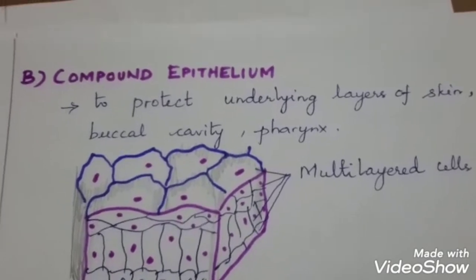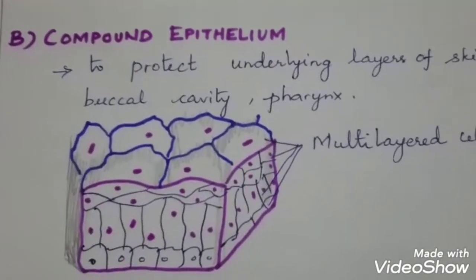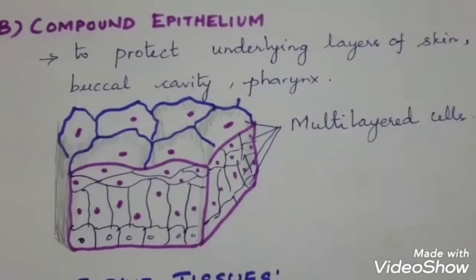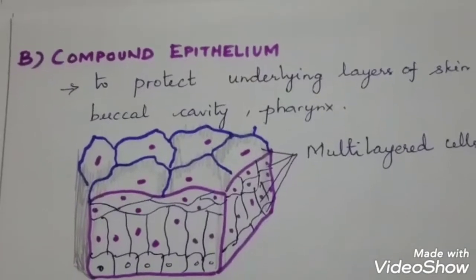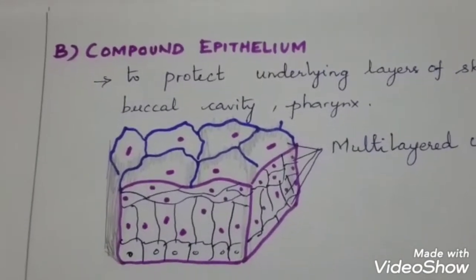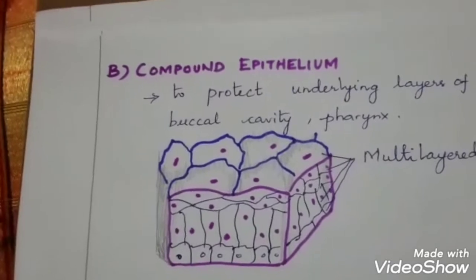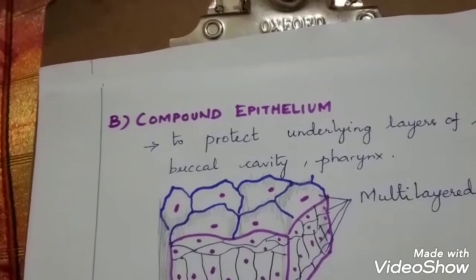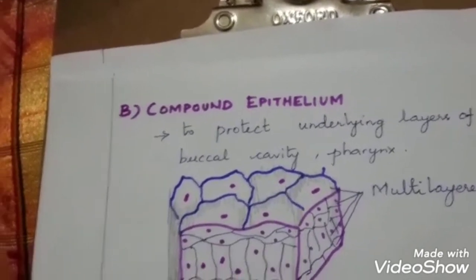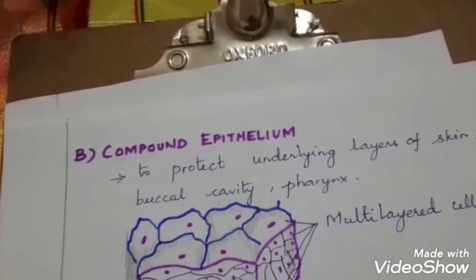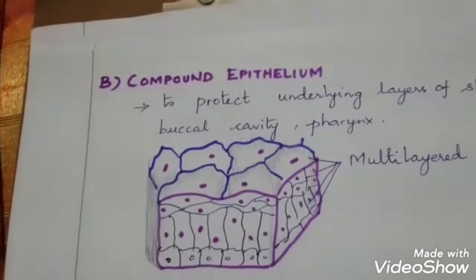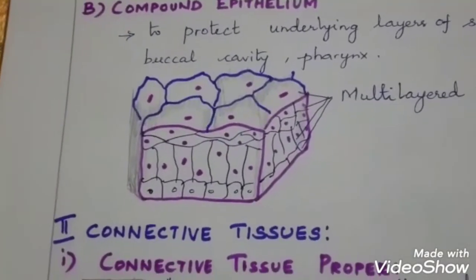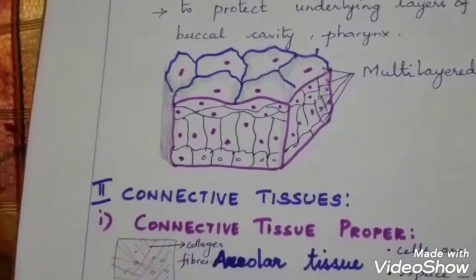Next to simple epithelial tissues, compound epithelium. They are multi-layered and made up of different types of cells. The main function of this compound epithelium is to give protection to the underlying tissues against mechanical and chemical stress. They also cover the dry surface of the skin and the moist surface of the buccal cavity and pharynx. Next to epithelial tissues, connective tissue.